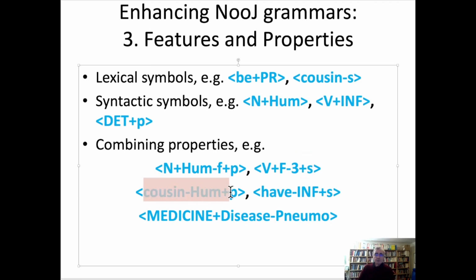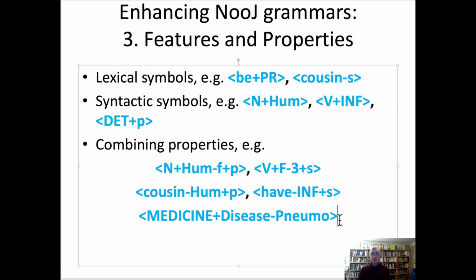This would match any word form associated with the lexical entry cousin, but not the human ones. In French, cousin could mean your cousin. It could also be a mosquito, a special type of mosquito. And plural, you want to find mosquitoes, basically. And here, this in English would match any word form associated with the lexical entry have, but that are not in the infinitive, and they are in the singular.